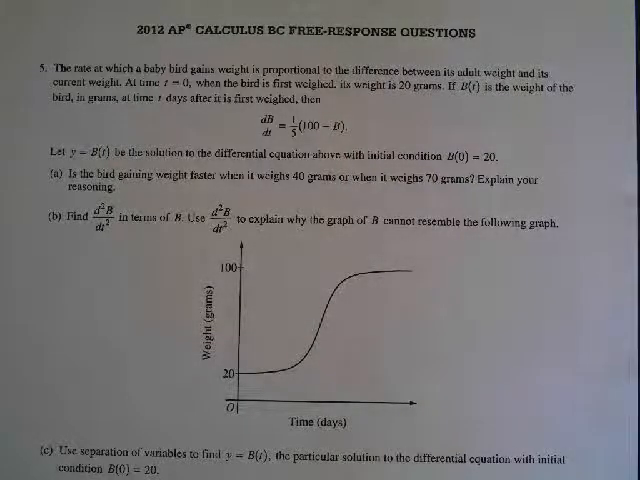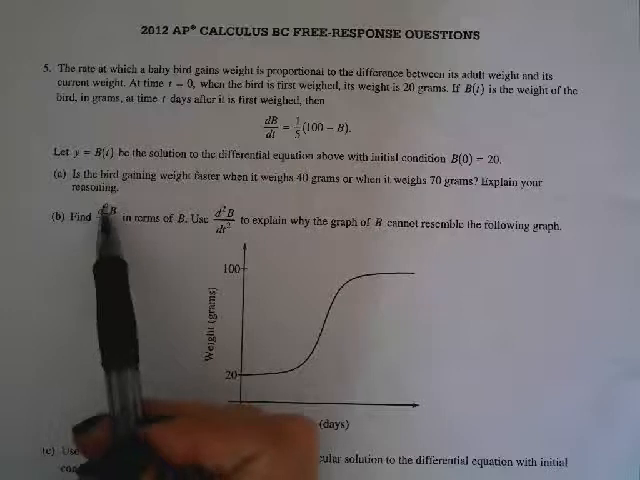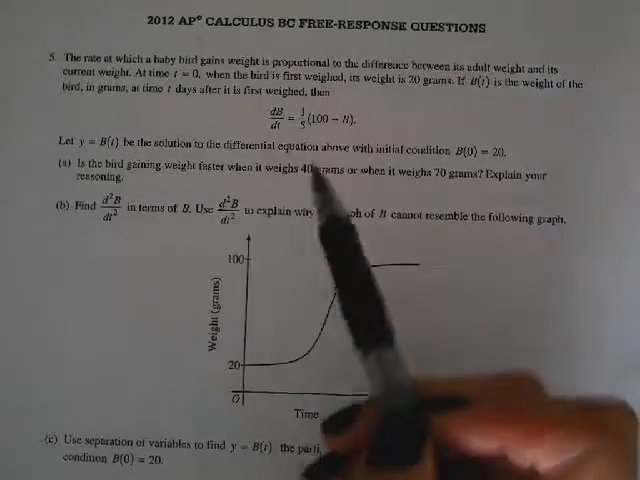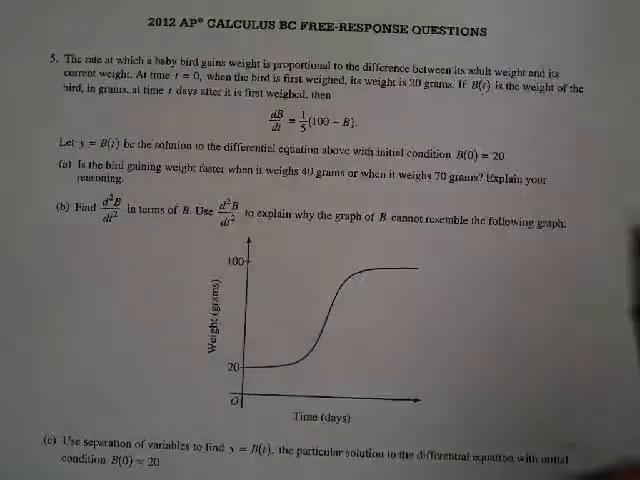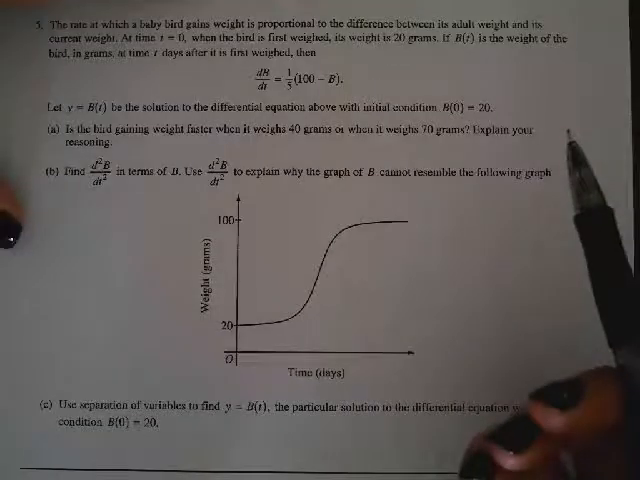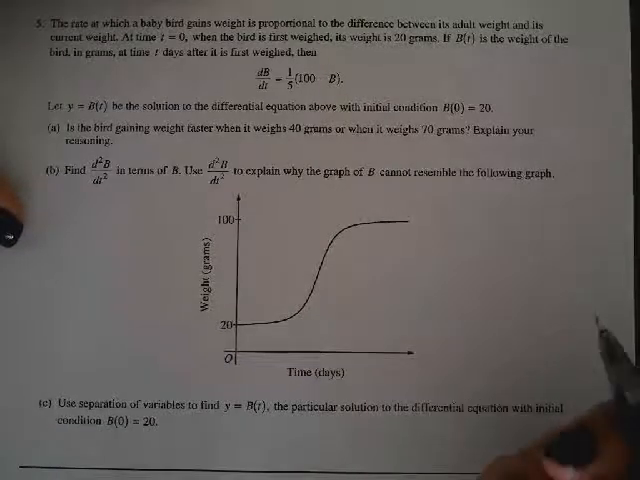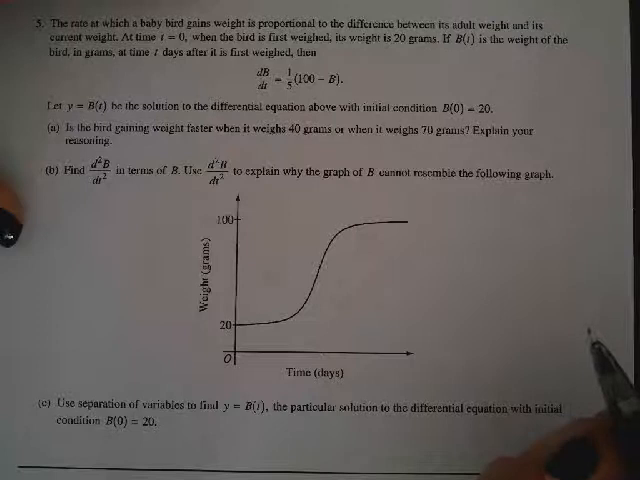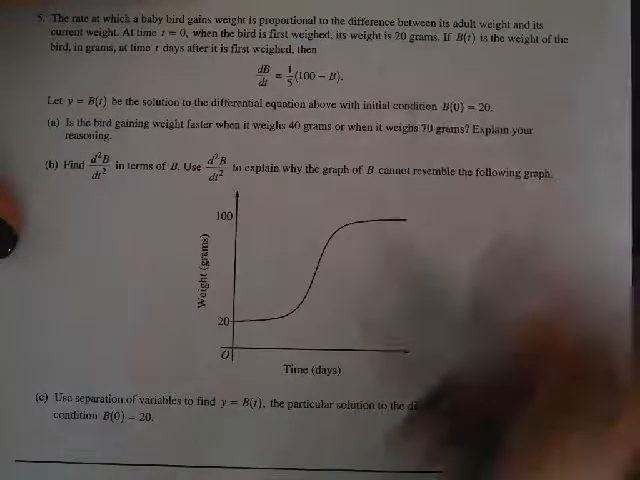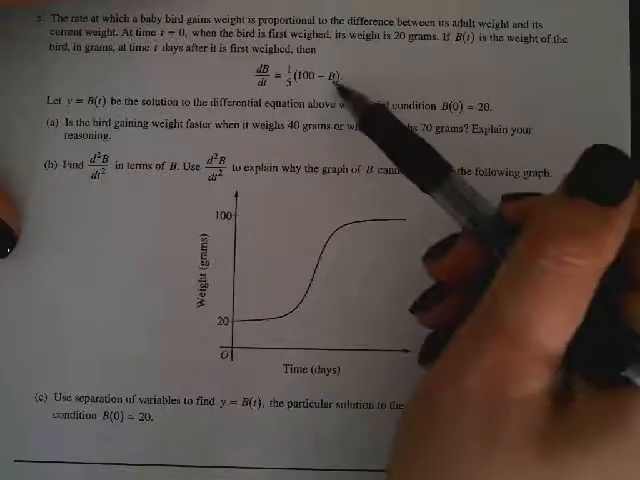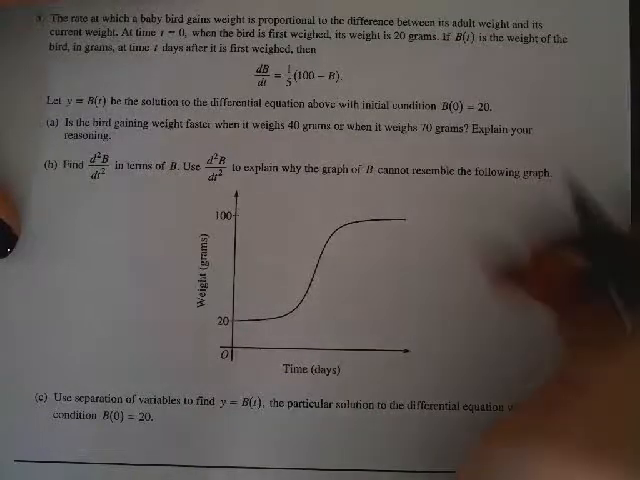So it's talking about baby birds, the rate at which they gain weight. For part A, they want to know if the bird is gaining weight faster when it's 40 grams or 70 grams. And you can actually make a prediction about which one is faster. Just kidding, never mind. I guess you could make a prediction if you start plugging numbers in your head, but we're going to go ahead and do it on paper.